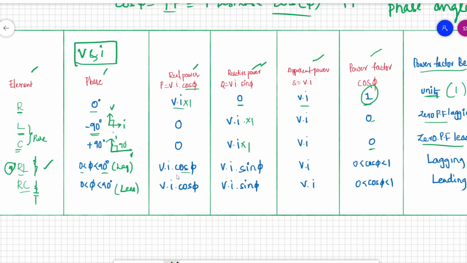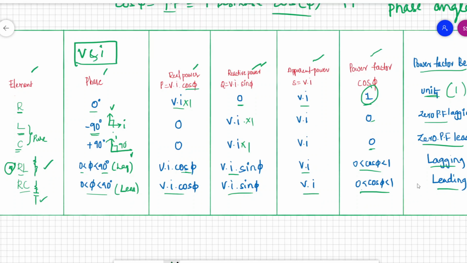Real power will be VI cos phi, and reactive power will be VI sin phi, where phi will vary from 0 to 90 degrees. Apparent power will be V into I, but power factor ranges from 0 to 1, and the behavior of power factor is lagging only. And coming to the last element, RC type loads, the phase angle will be from 0 to 90, real power is VI cos phi, reactive power is VI sin phi, apparent power is VI, and power factor will be anywhere between 0 and 1, and the behavior of the power factor is leading here. So these are the important things to be understood before going for problems.